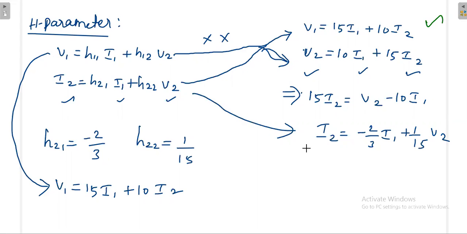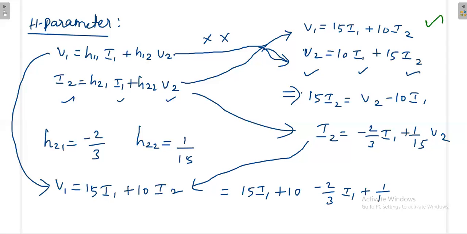So you concentrate on this equation. If you substitute this equation here, instead of I2 you will get I1. Anyway, I1 is there already, no problem. Then I am getting extra V2, that only I need. So I will substitute this equation here. Once you substitute that, 15 I1 and then 10 times (minus 2 by 3 I1 plus 1 by 15 V2).